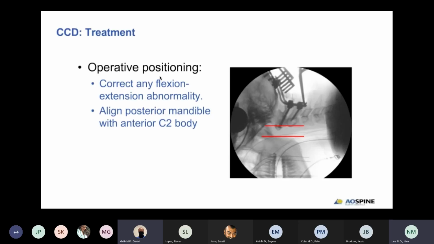There are multiple ways. I generally eyeball it. I just stand back from the table and look at their face and make sure they have a reasonable head position. But you can look at the hard palate instead of looking at the mandible. Okay. All right.